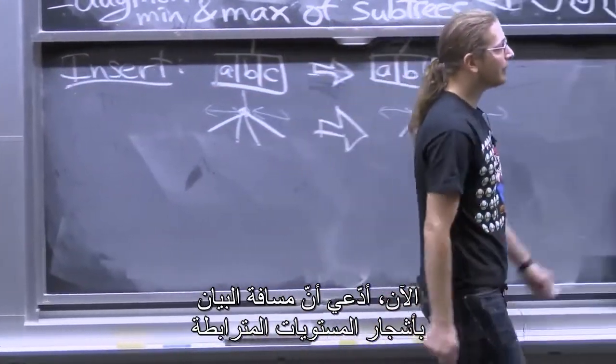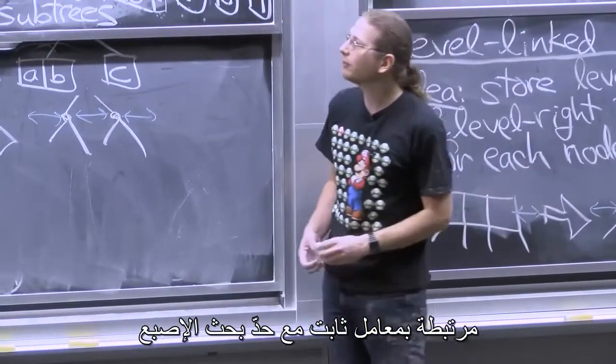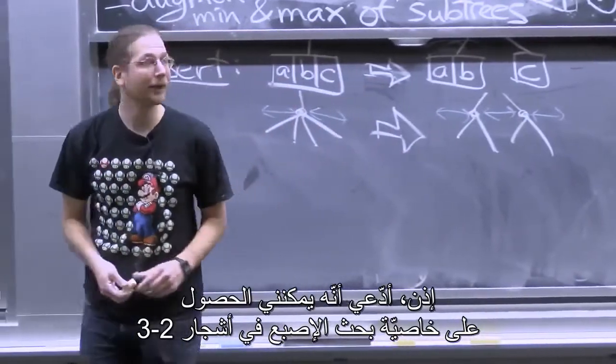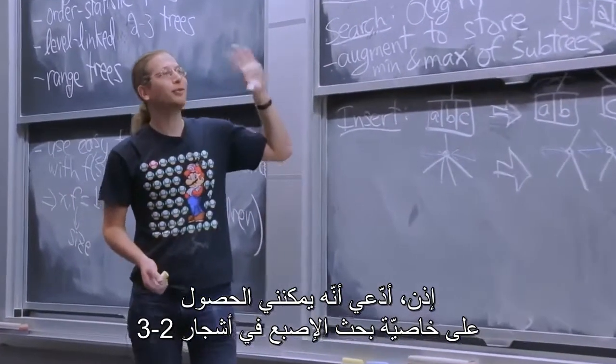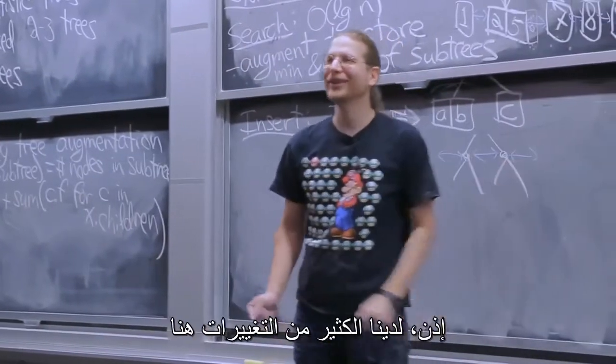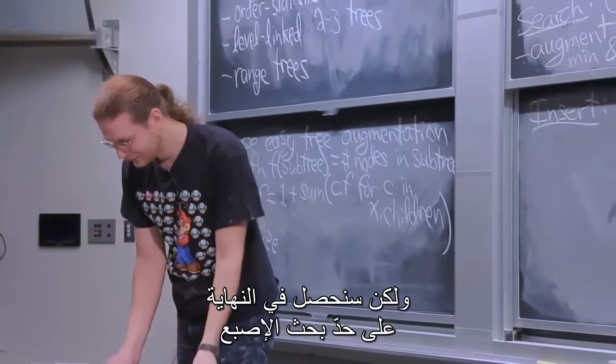Now I claim that the graph distance in level link trees is within a constant factor of the finger search bound. So I claim I can get the finger search property in 2-3 trees with data in the leaves with level links. OK, so lots of changes here. But in the end, we're going to get a finger search bound.